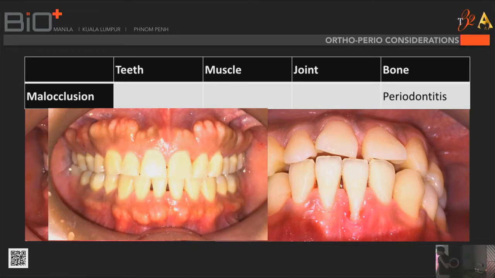It's attrition. He's grinding. It's also because of that local area where it's coming in contact. But usually it's because of attrition, in the sense that the posterior teeth are receiving lateral forces instead of longitudinal forces. Okay?